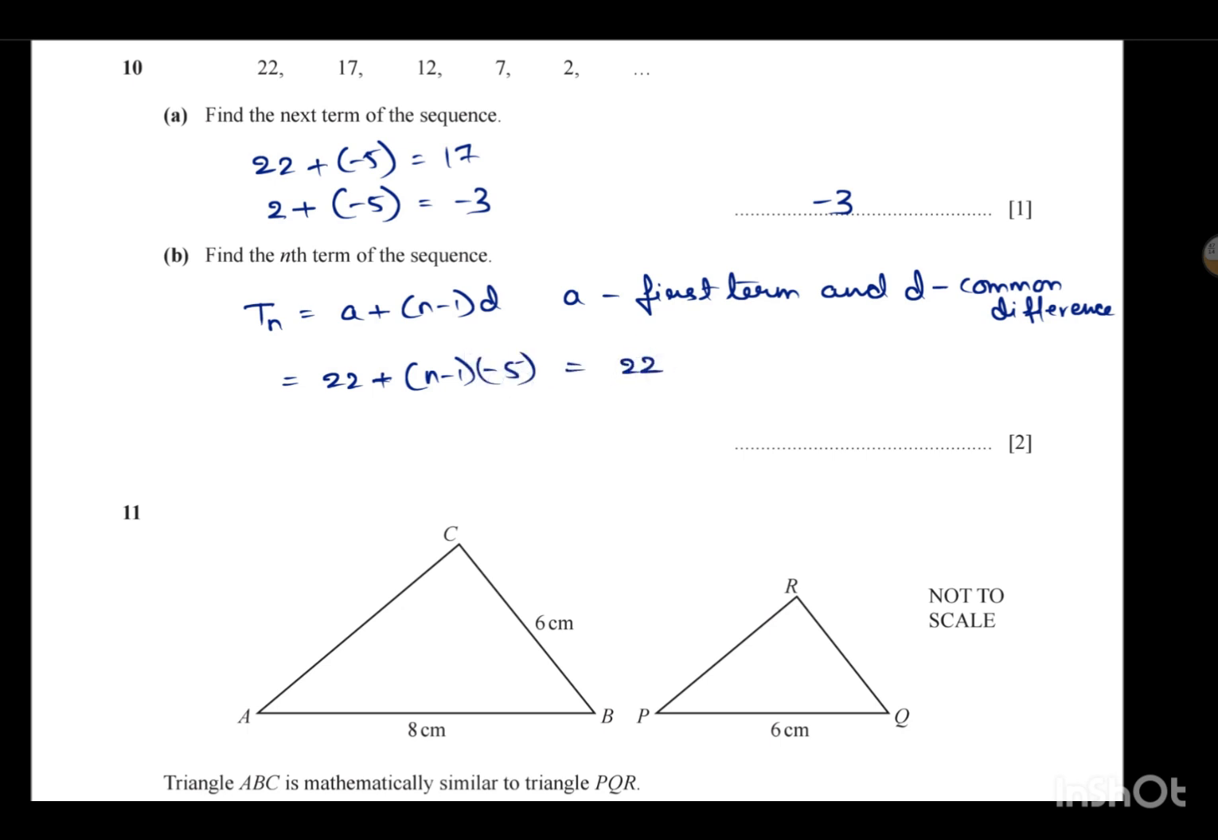22 plus, open the bracket, minus 5n plus 5. Now when you add 22 and 5, you will get 27. So 27 minus 5n is the nth term.